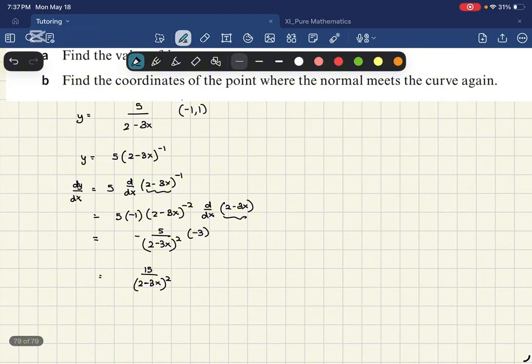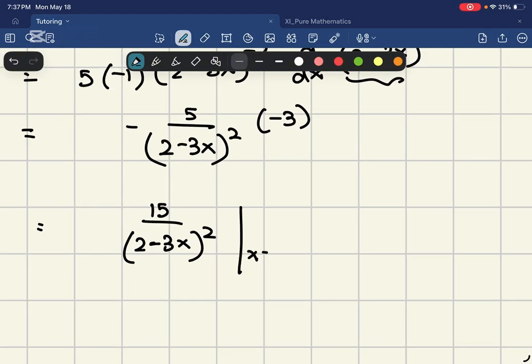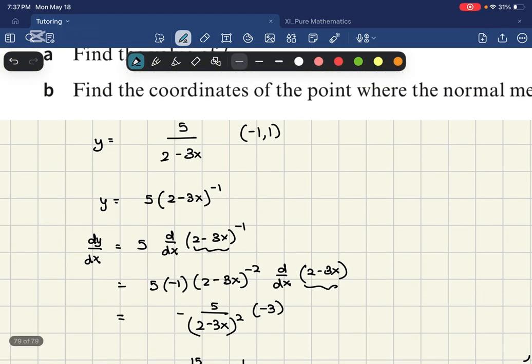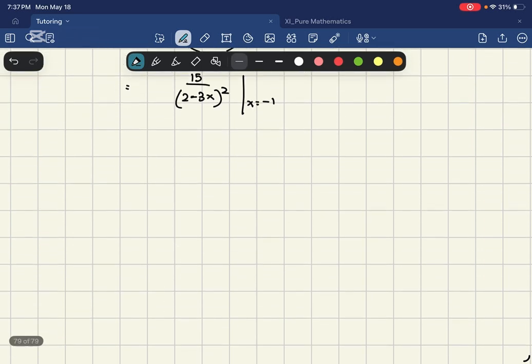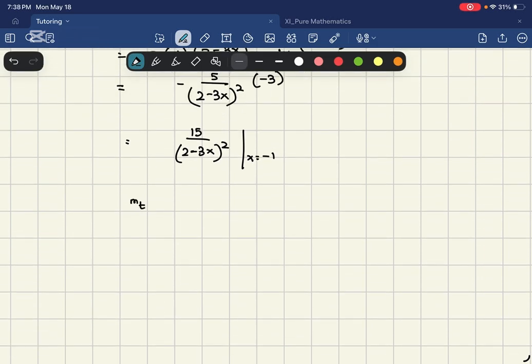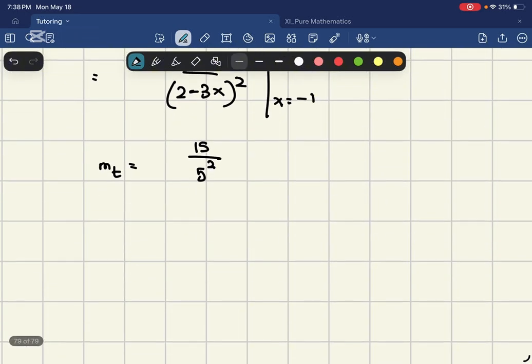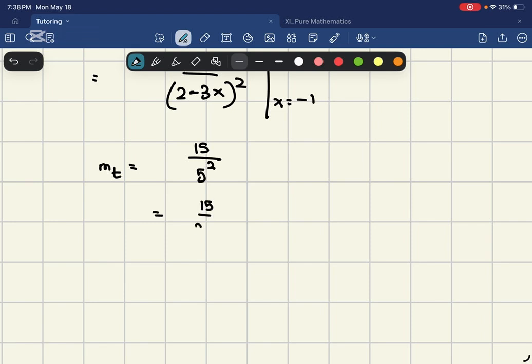Now we need to evaluate this at negative 1. X is equal to negative 1, right? At this x value, the slope of the tangent line at negative 1 comma 1 is going to be 15. If I substitute negative 1 here, I'm going to get 5 squared. 2 plus 3 is going to give me 5, and that is going to be 15 over 25. 15 over 25, remember, is going to be 3 over 5.